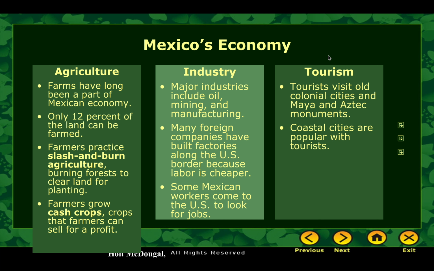Other industries include oil, mining, and manufacturing, that means factories. And many foreign companies will build their factories in Mexico because the labor is cheaper there. And then also we have a lot of Mexican workers that come to the United States to look for jobs. Tourism is also a very big industry for Mexico. Going to Cancun, going to beaches and hot spots in Cancun, but also tourists visit the Mayan and the Aztec monuments, which when I get back, I'll show you guys a ton of pictures from when I got to go visit those monuments.